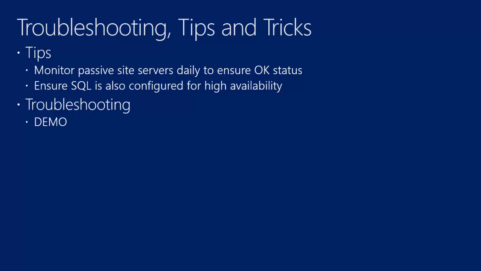All right. So troubleshooting tips and tricks. Just a couple of things that I want to mention in terms of tips before I show you a little bit deeper into the failover process. In terms of tips, monitor the passive servers daily to ensure that the server remains okay. It would be a pretty frustrating thing to actually need to fail over and to find that the passive server is really not showing in an okay state. So just check on it daily, make sure it's all good, and it should be good to go.